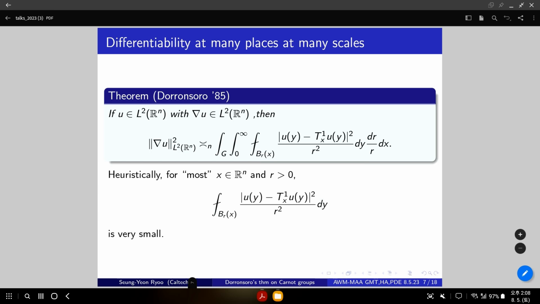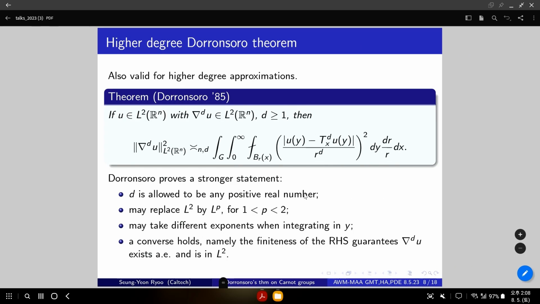So that should be the end of part one. No, oh, sorry. The Dorronsoro theorem actually extends to higher degrees: if u is a square integrable function such that its dth order gradients are also in L2, then a similar theorem holds, where the square integral of the dth gradient is equivalent to a similar expression you get by approximating u by its dth degree Taylor polynomial.